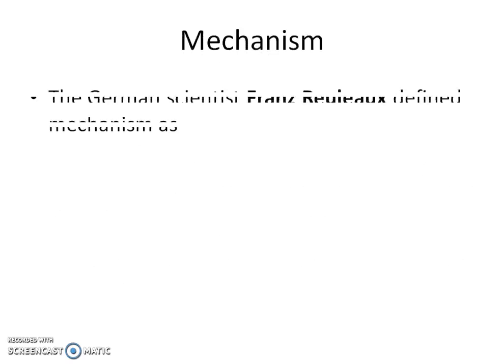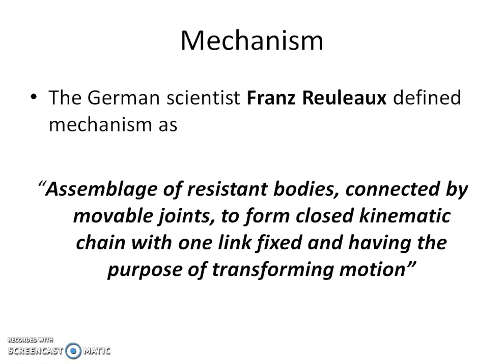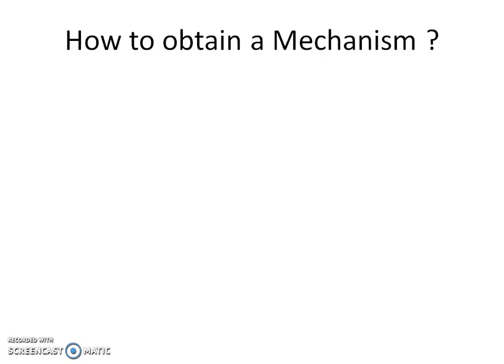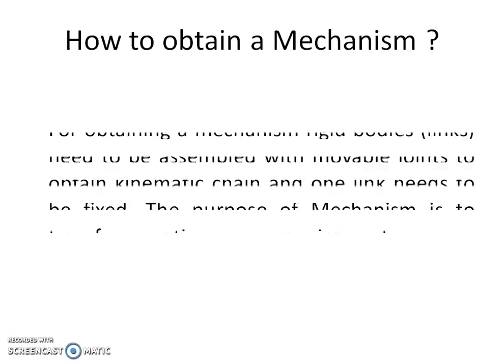Mechanism. A mechanism, according to Franz Reuleaux, is an assemblage of resistant bodies connected by moving joints to form a closed kinematic chain with one link fixed and having the purpose of transforming motion. We had seen this definition, but before proceeding to pairs, we need to discuss this topic of mechanisms. Now, as you can see, to construct a mechanism, we should follow some process. So, how to obtain a mechanism?